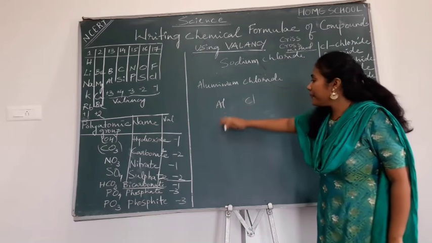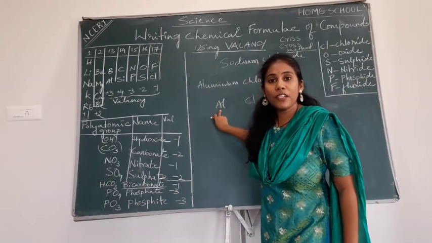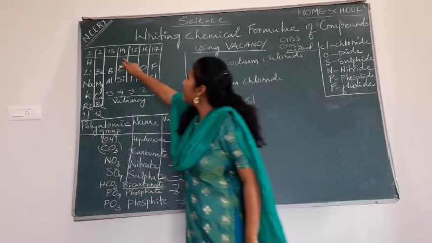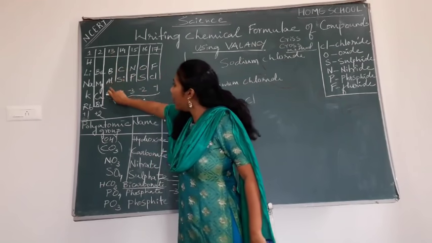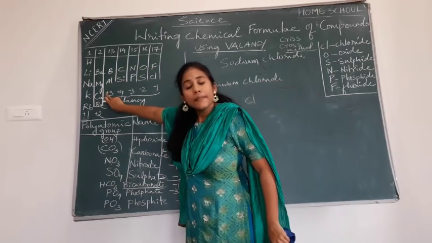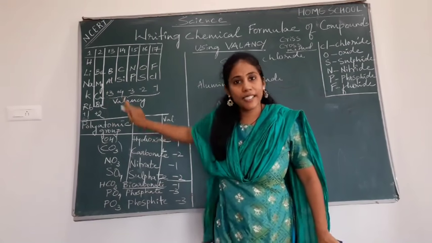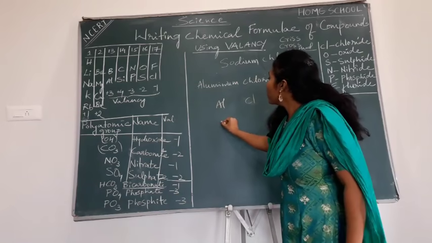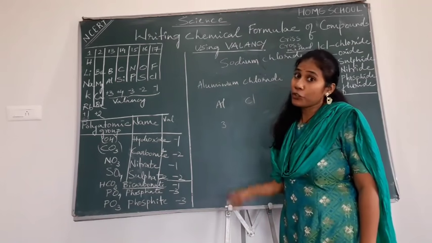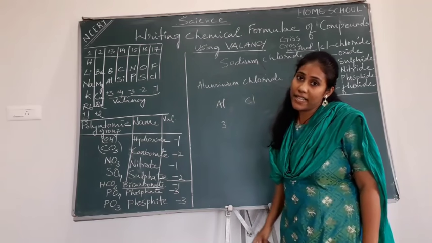And below the elements mention their valencies. What is the valency of aluminium, guys? Aluminium is in the 13th group, no? In the 13th group, all elements will show +3 valency. No need of taking that plus sign, you consider only the digit. Write only the digit 3. Got to know why we are writing this 3 here? Because it is aluminium's valency.